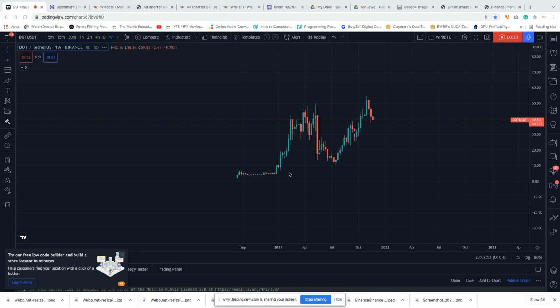I'll be drawing the levels and try to find out what direction Polkadot is actually going to continue. Are we going to keep pumping up, or are we going to have a deeper pullback?